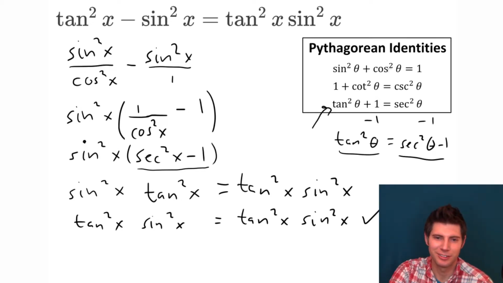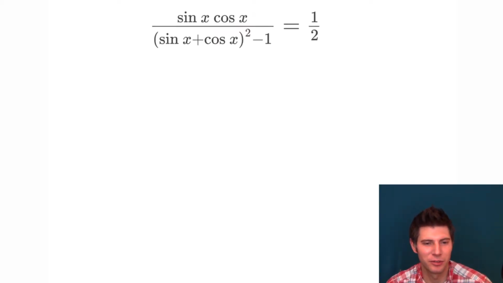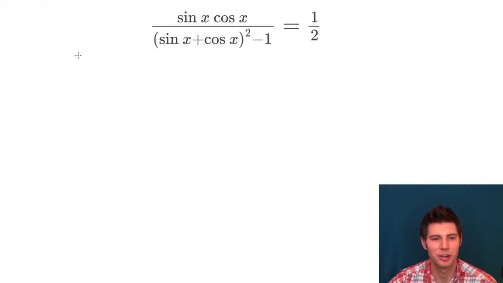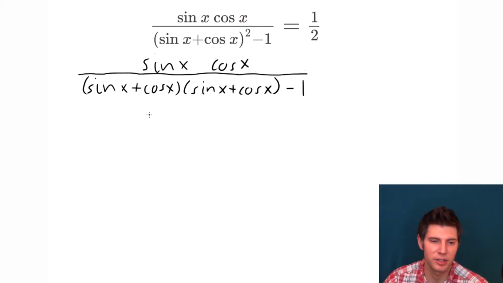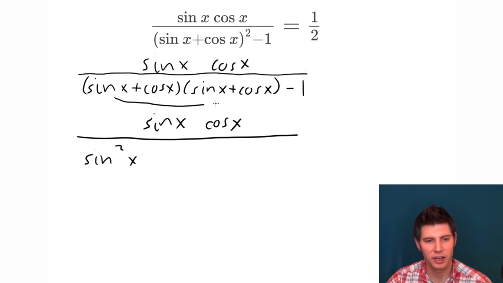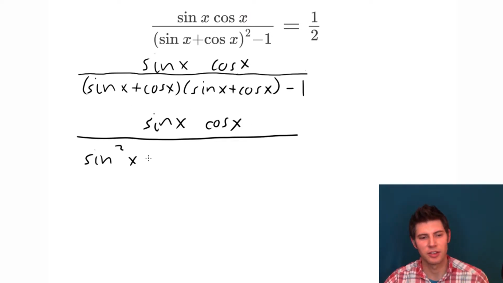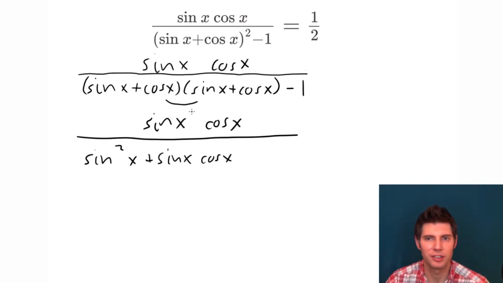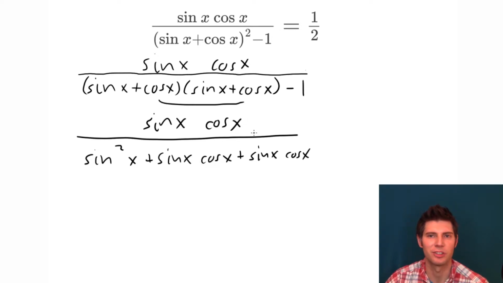Let's try another. Apparently sine x cosine x over all this stuff equals 1/2. Let's check it out. I feel like the first step is to FOIL this stuff out because it's just trapped underneath the square. Let's rewrite the top, sine x cosine x. And then the bottom, to distribute this or FOIL it, we'll do sine x times sine x, which is sine squared x. Then we have sine x times cosine x is sine x cosine x. Then we have this cosine x times this sine x, which I'll write as sine x cosine x because the order doesn't matter. Then we have cosine x times cosine x, which is cosine squared x.